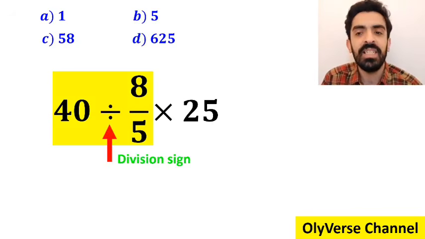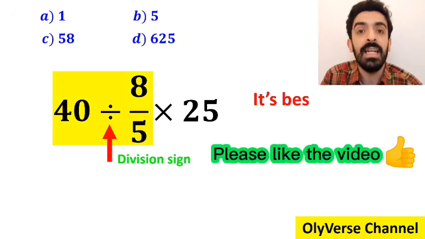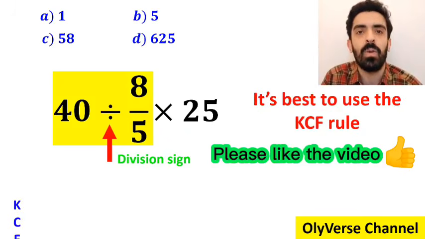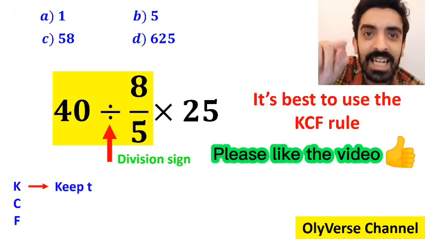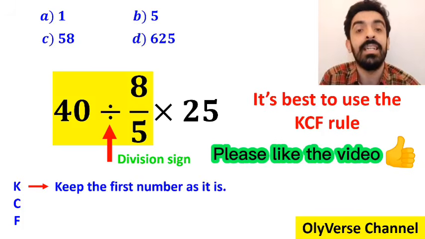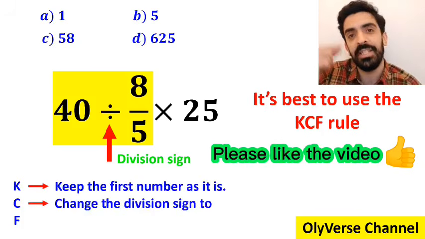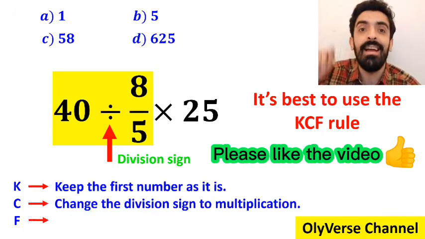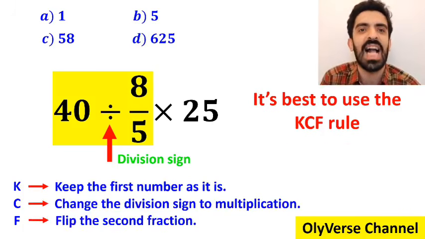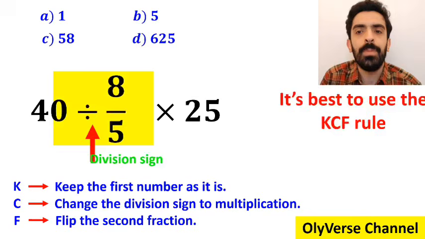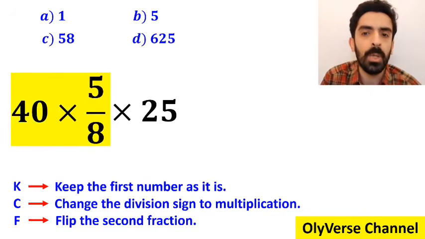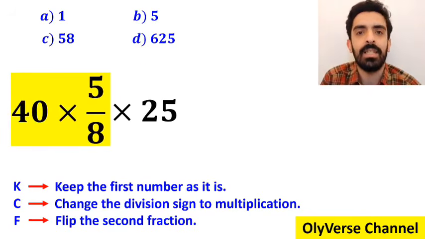Whenever we see a division sign between two terms, it's best to use the KCF rule. In this rule, K stands for keep the first number as it is, C stands for change the division sign to multiplication, and F stands for flip the second fraction. So, we remove the highlighted part and replace it with 40 multiplied by 5 over 8.